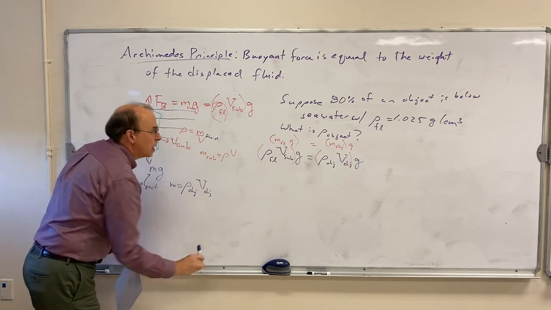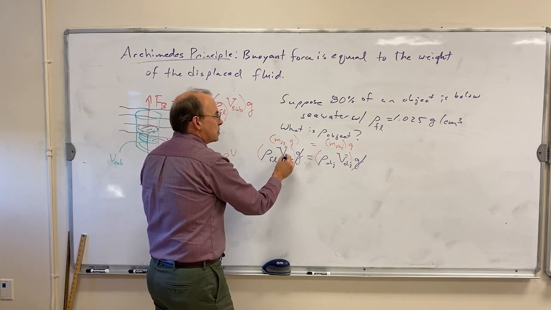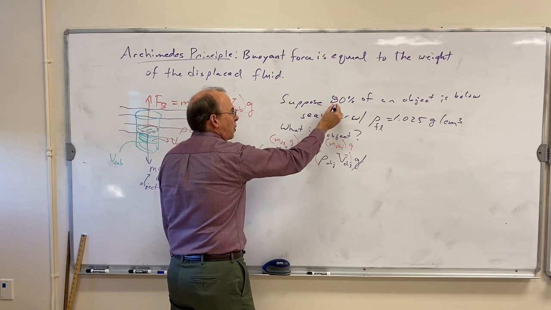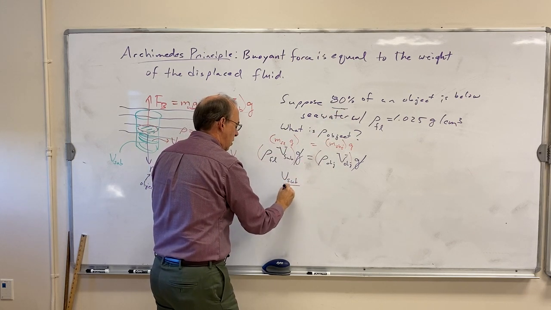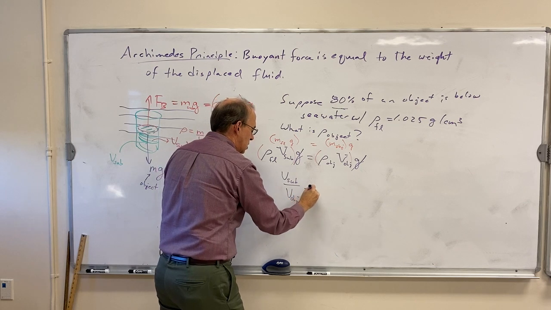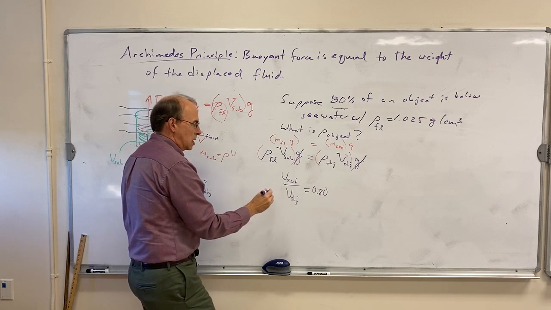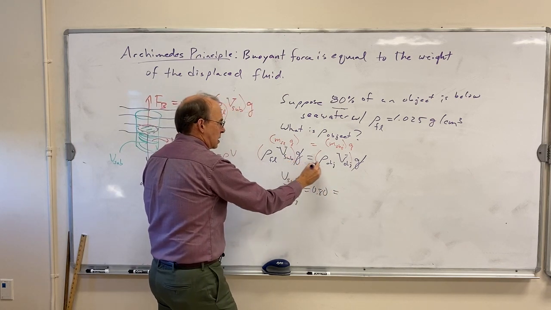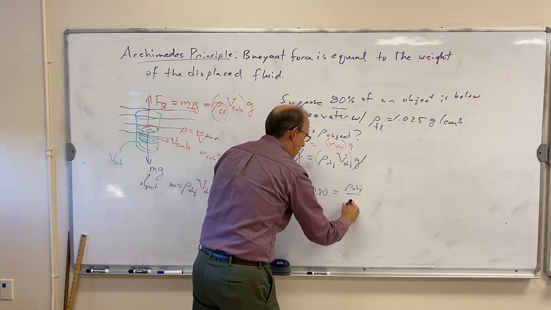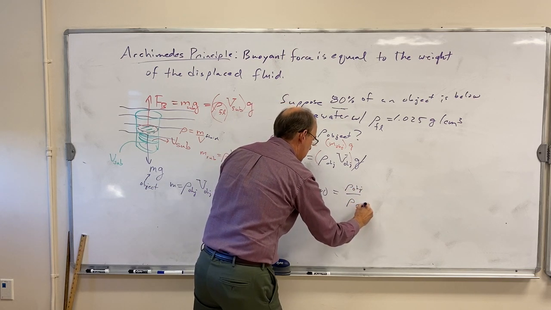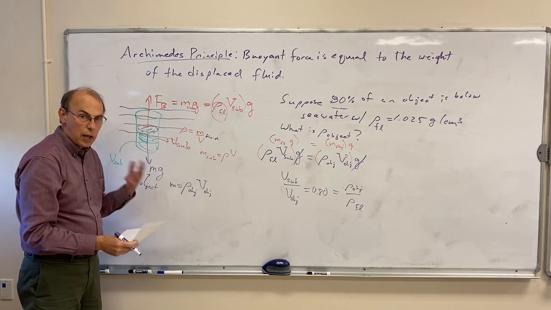Now, the g's cancel. Volume submerged over volume of the object is 0.8. That's what this 80% is. So volume submerged over volume of the object is 0.8. That's what the 80% is below means. And that is rho of the object over rho of the fluid. That's just algebra. Convince yourself I did the algebra right. So you'll probably have to practice this.